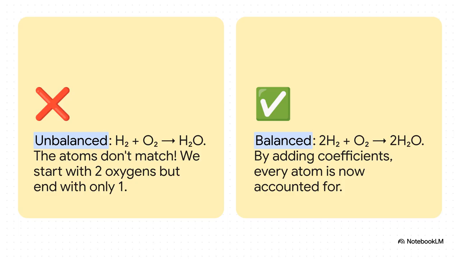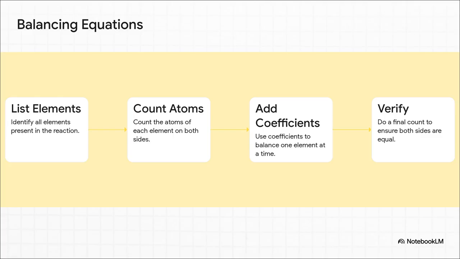The universe is happy. Now, balancing might look a little intimidating at first, but it's really just a puzzle. It's a logical process. You list your elements, you count them up on both sides of the arrow, and then you just start plugging in coefficients to make the numbers match. Once you get the hang of it, it's actually pretty satisfying.